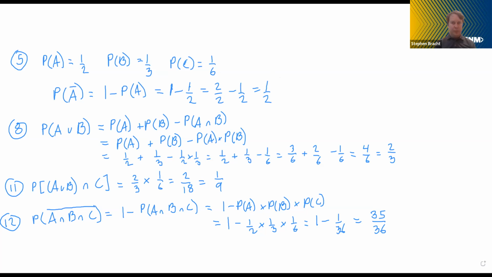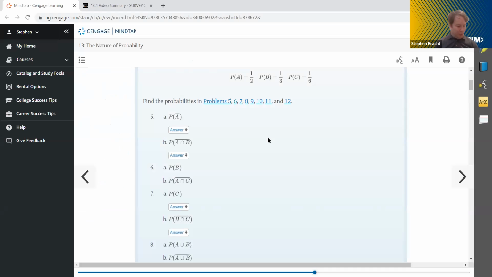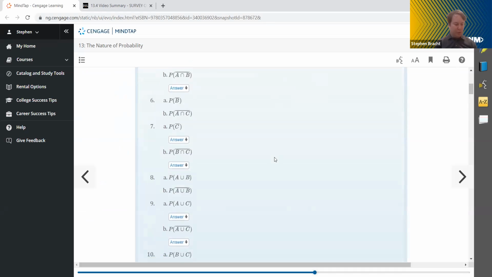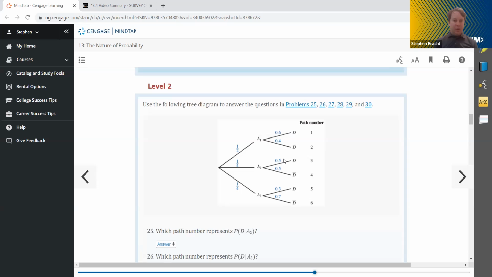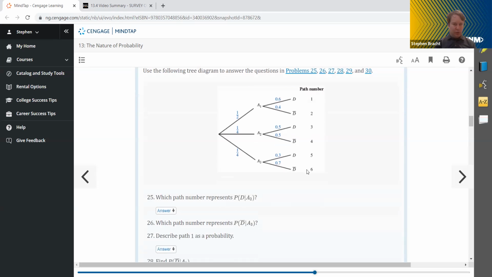So let's go back over to my textbook here. And now I want to move on to look at some problems involving a tree diagram. So we're going to move on down here, and we've got this tree diagram, and I want to go over problems 25, 26, 29, and 30, which all relate to this diagram.